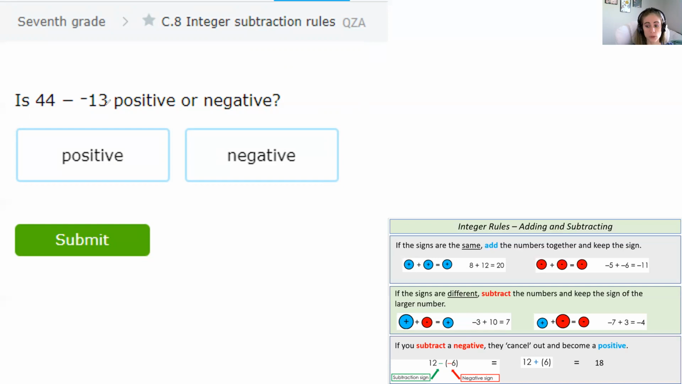First thing we want to look for is, do we have a double negative? Are we subtracting a negative? Yeah, we are. That matches this example right here. We have this minus a negative. That minus a negative cancels each other out and is going to become a positive.